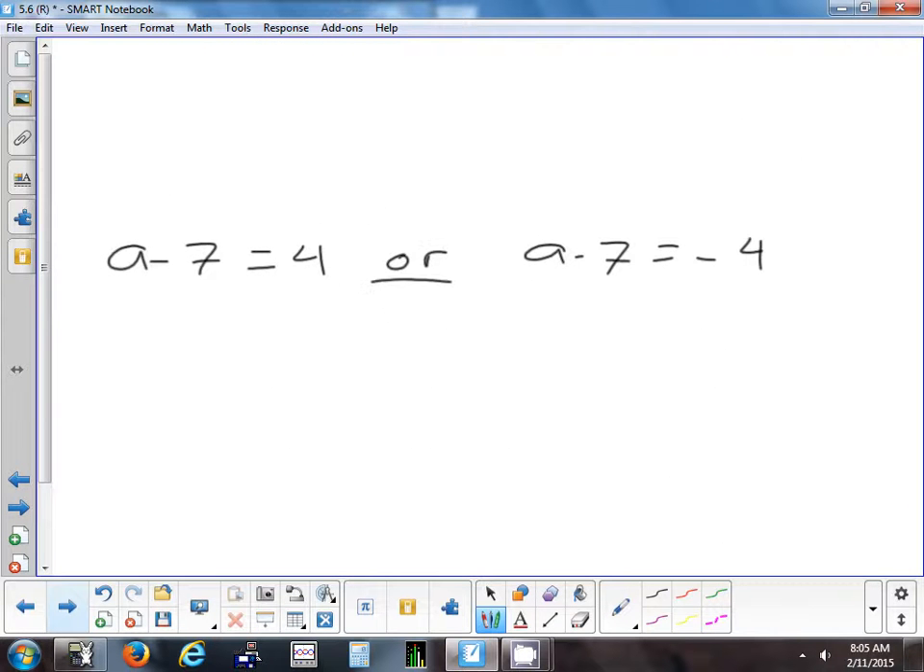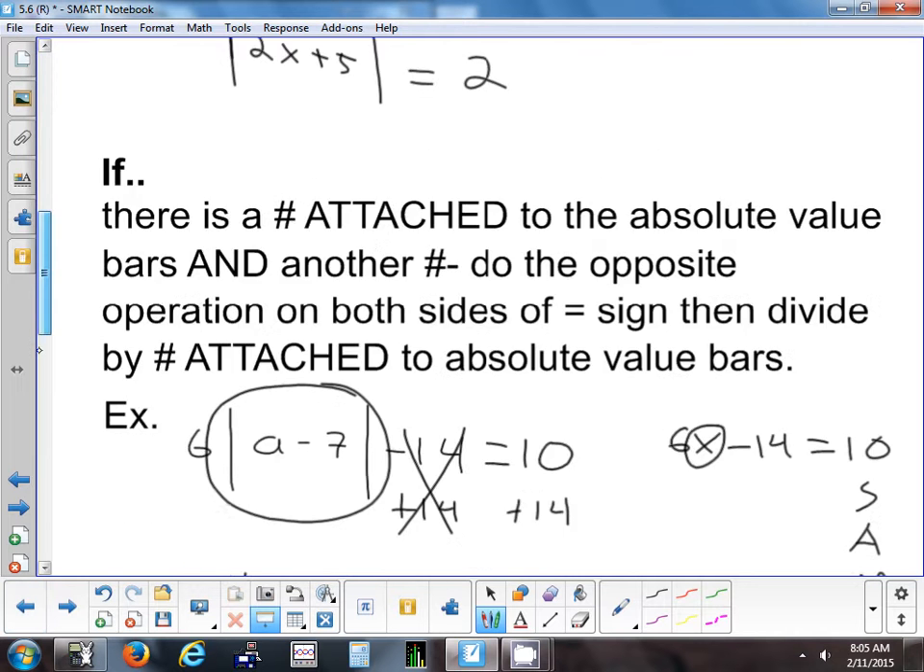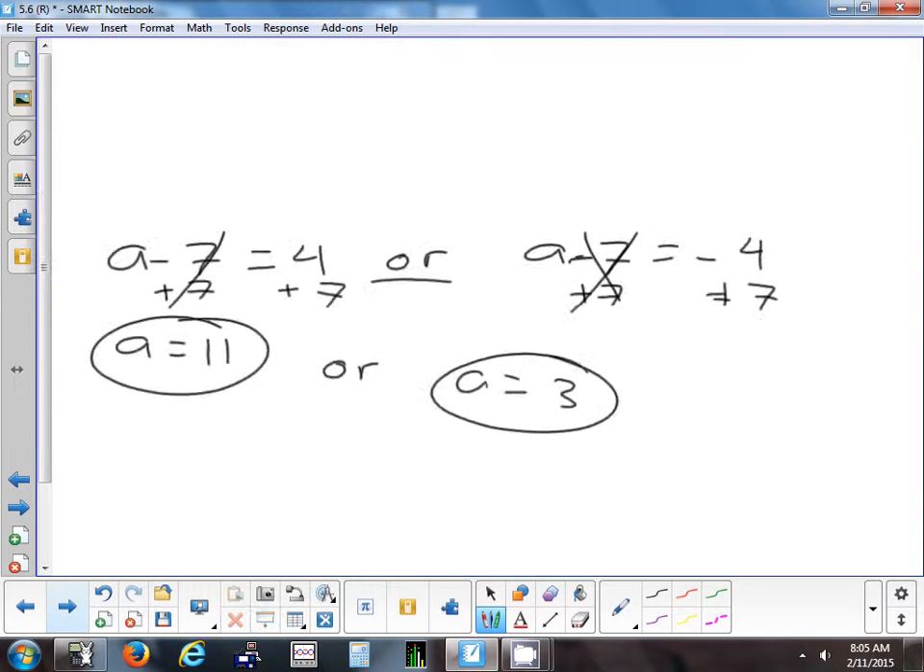So we're going to solve the equation on the left. We get an answer: plus 7 on each side, A equals 11. Or, now solve this equation by plus 7 on each side, A equals 3. Those are the two answers to that problem. We'll go through a couple more and make sure we can do those steps.